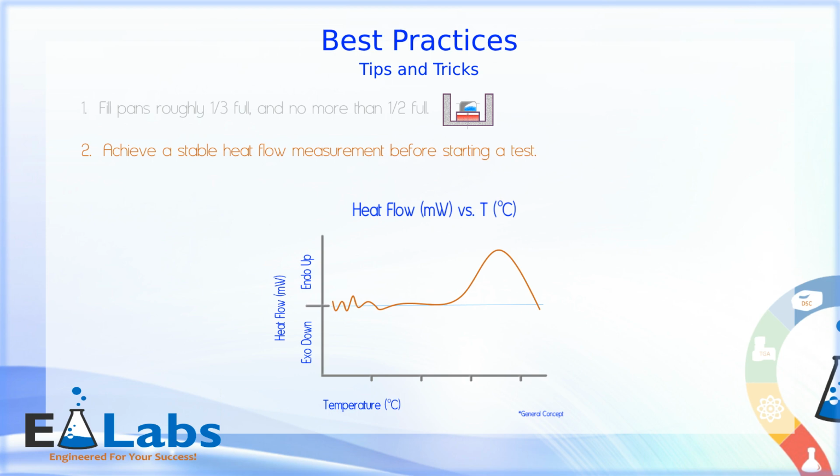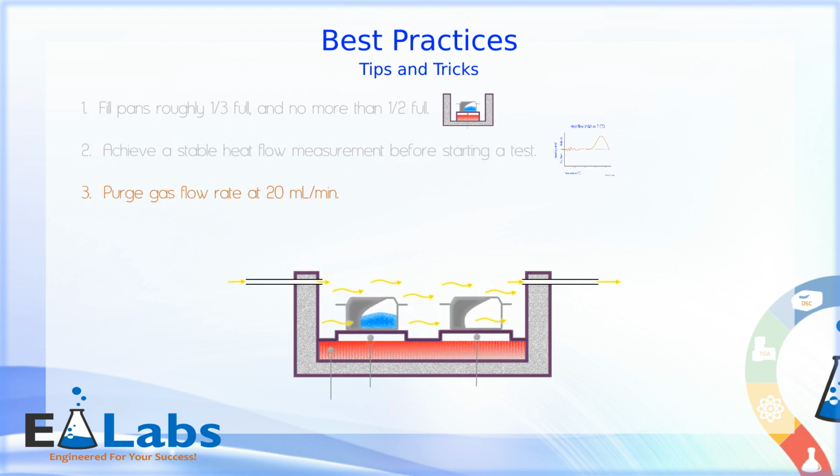And the final important practice regards the purge gas flow rate. A good and standard flow rate is 20 milliliters per minute. If the rate is too low, energy will sit in the furnace and the sample will heat faster than the system is measuring. Too high, and the energy is not transferring evenly around the pans due to turbulent flow, and those high flow rates can cause the pans to vibrate. And no good data comes from a vibrating pan.